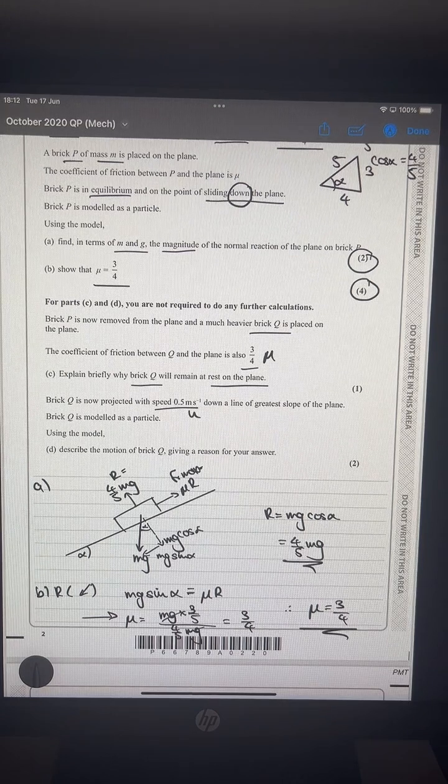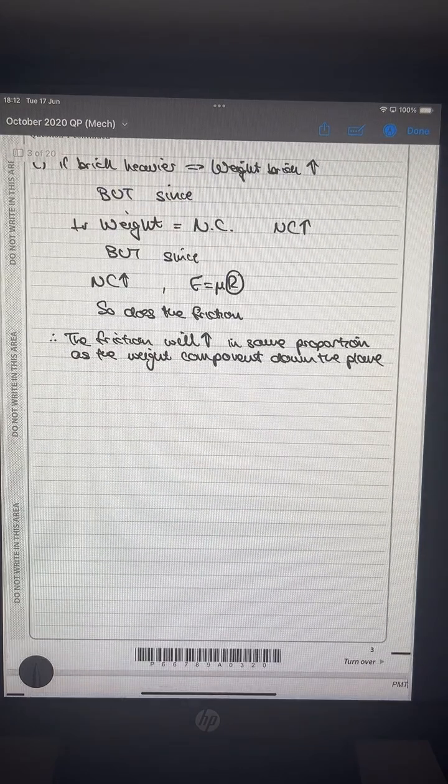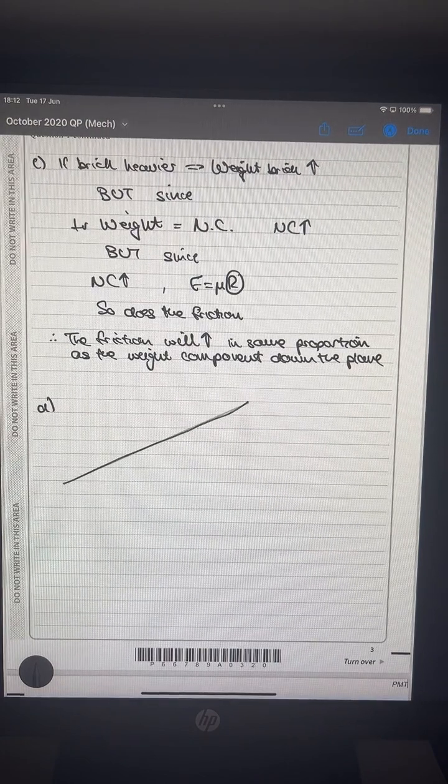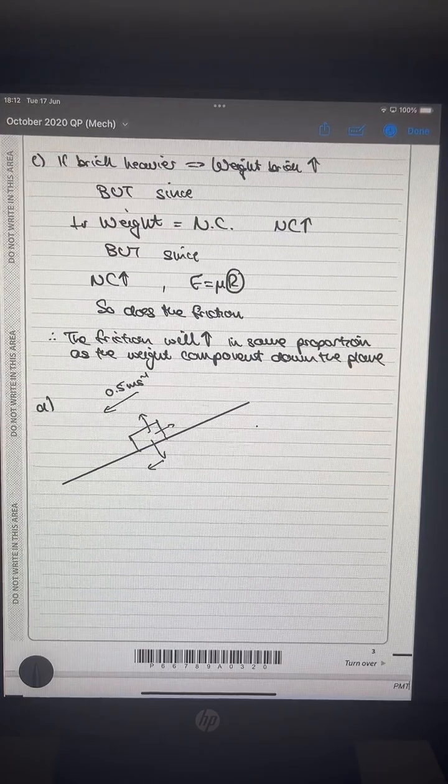So remember, you don't want to do any calculations, but it does help to visualize this and draw a diagram. I like to draw my little slope because remember, diagrams are going to be your savior in this exam in mechanics, okay? So it's going down the slope now with a speed of 0.5 meters per second. I've still got my little weight components there, and a friction there, and a normal reaction.